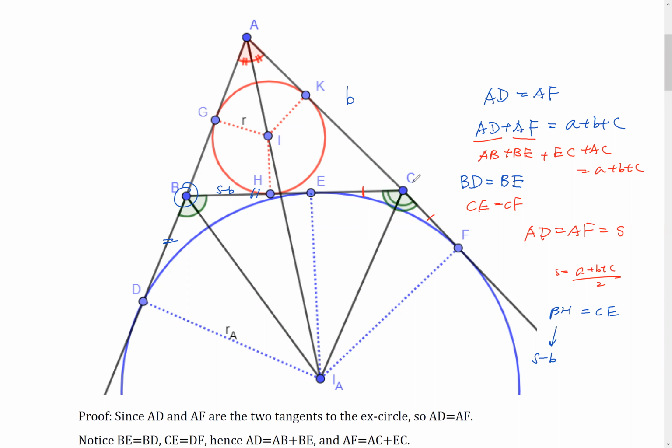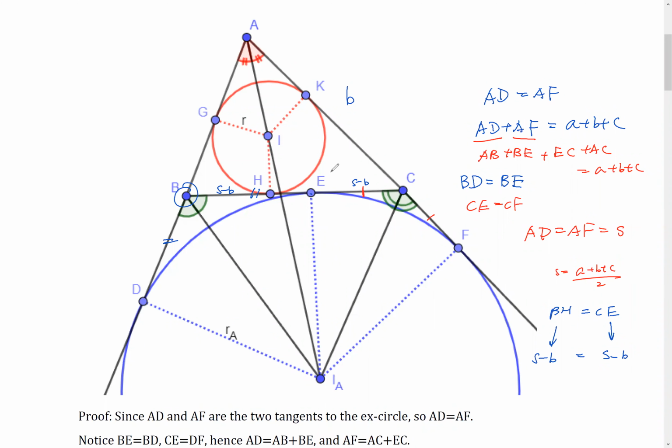CE, how do we get the value of CE? This is AF. It's literally AF minus this AC, no? So AF is s, minus this AC, which is b. All right, so they are equal. They are both s minus b.